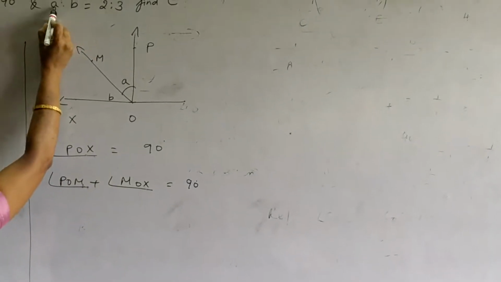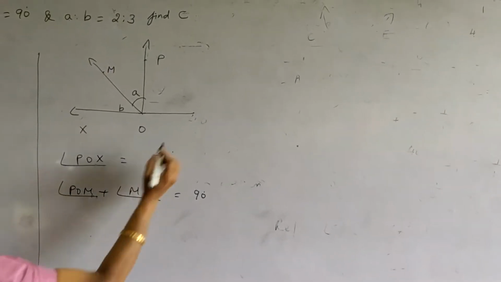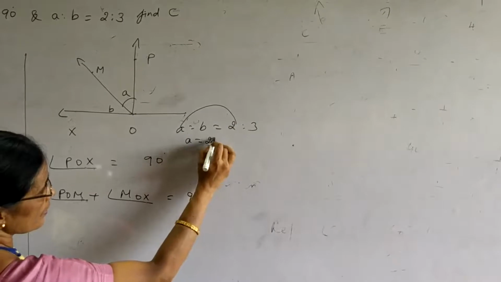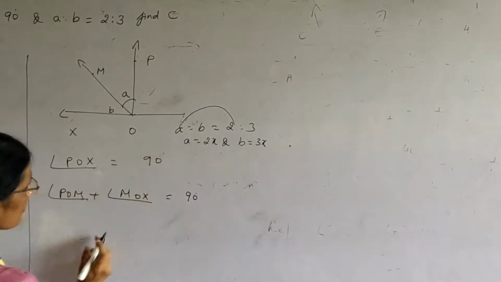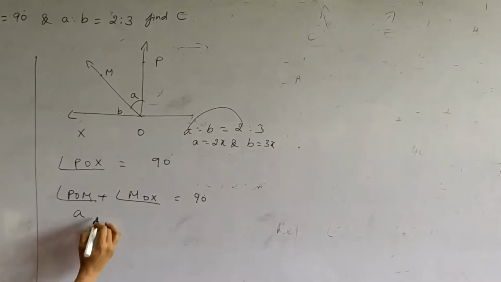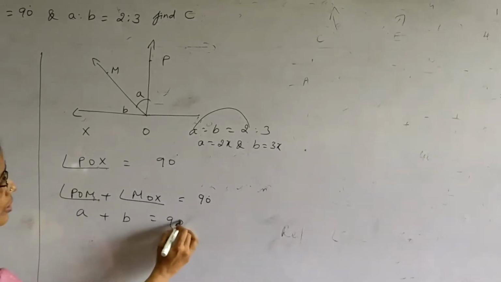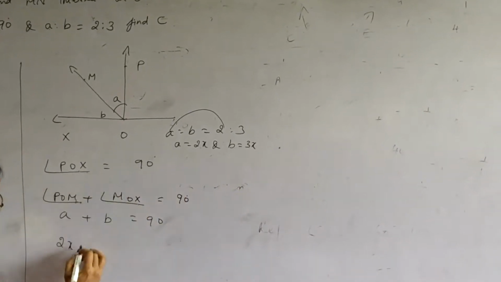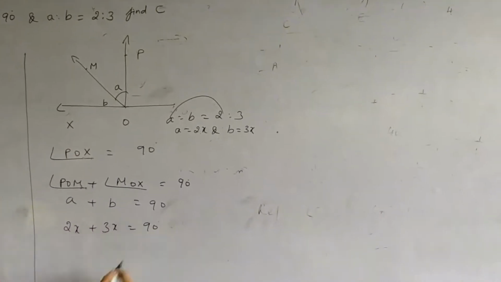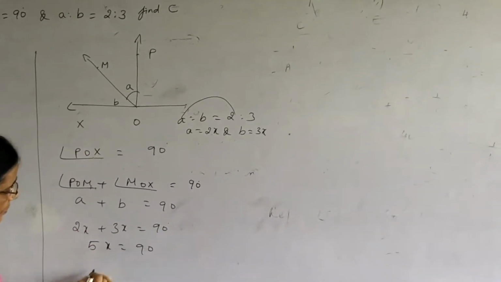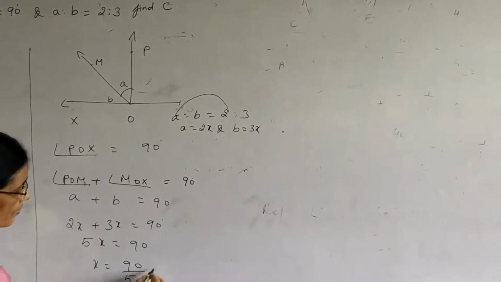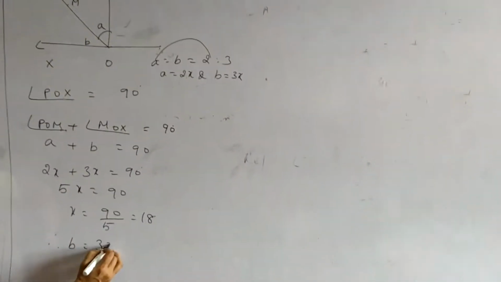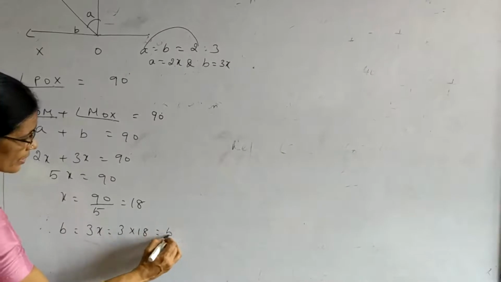So it is given A ratio B is equal to 2:3. Therefore, we can take A is equal to 2x and B is equal to 3x. So this POM is nothing but A, MOX is nothing but B is equal to what? Equal to 90. So in the place of A, we are going to substitute 2x and we are going to replace B by 3x equal to 90. Therefore, 5x equal to 90, x is 90 upon 5, which is equal to 18. Therefore, I calculate B, B is equal to 3x, 3 into 18 which is equal to 54.